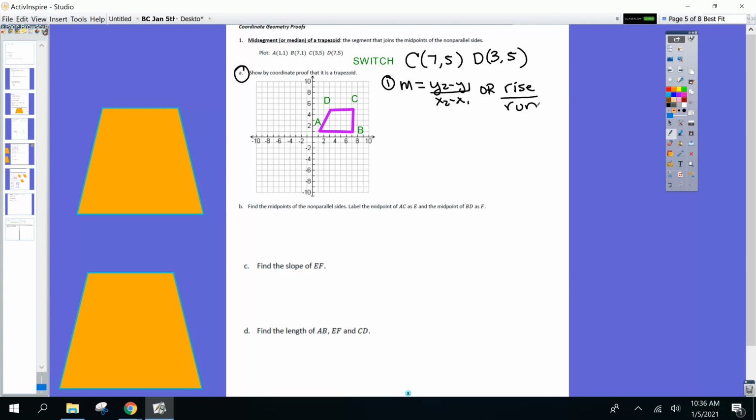Here we go. I hear the ding. Go ahead, Radhika. Do you have to write down both or only the one that you're using? Only the one you're going to use. Yep, only the one you're going to use.